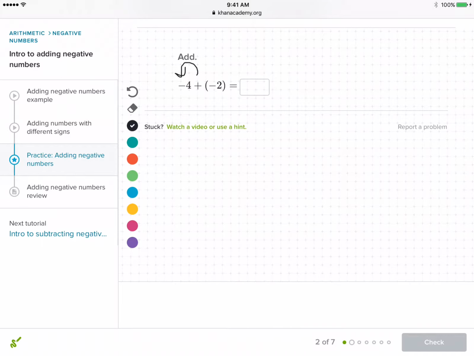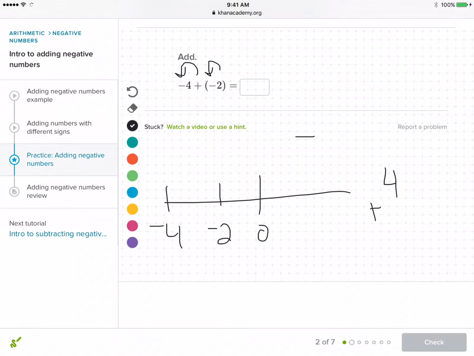Okay, look to the future. Look to the future. Since they're on the same side, I know it's going to be a negative, and I have to add my two numbers together since they are on the same side, and I get 6.